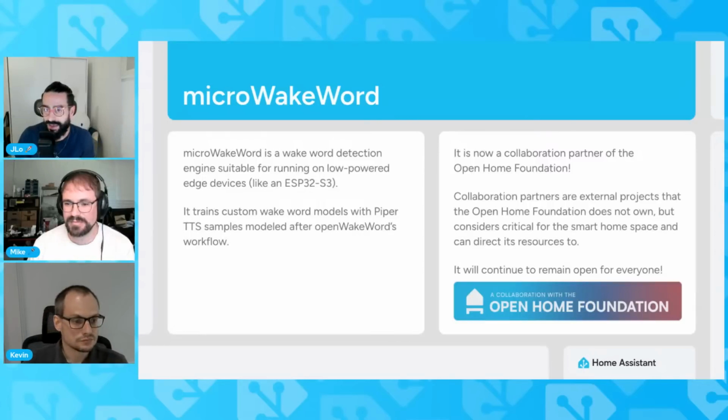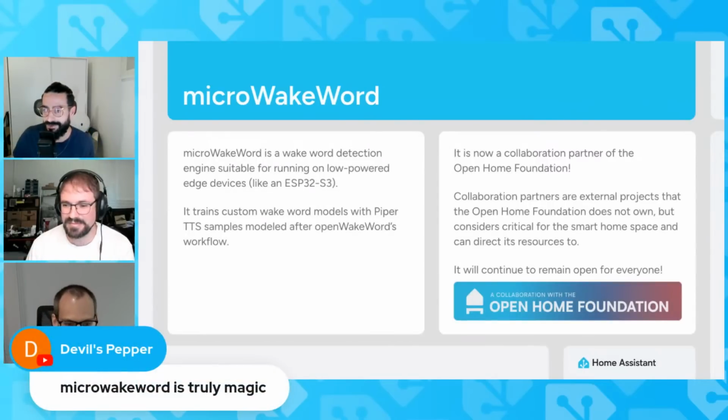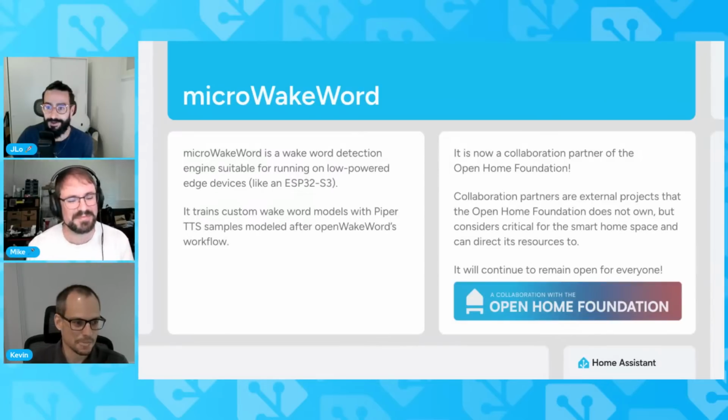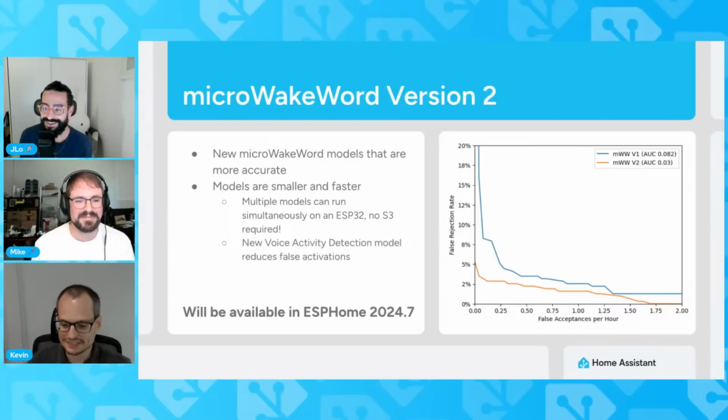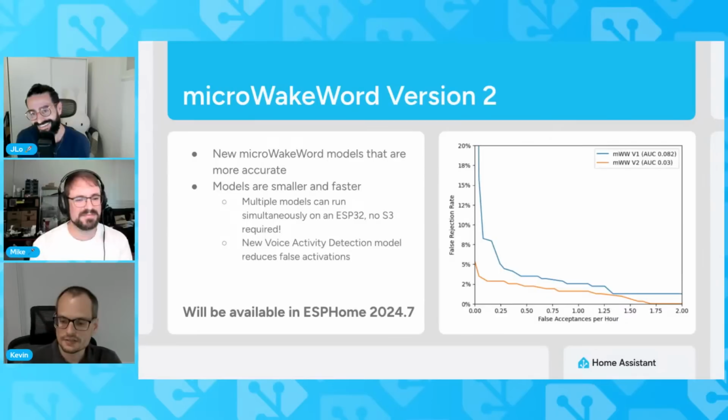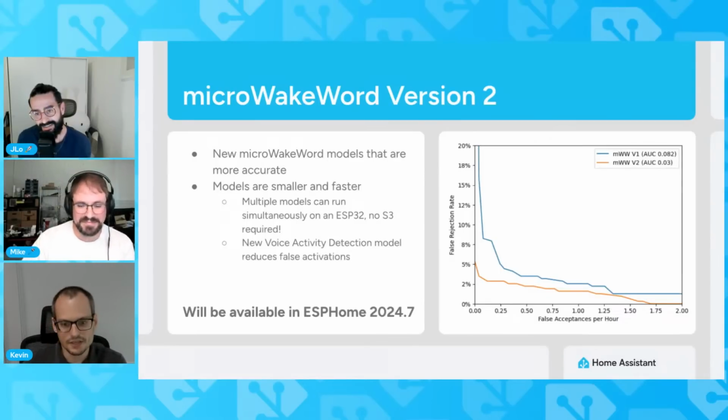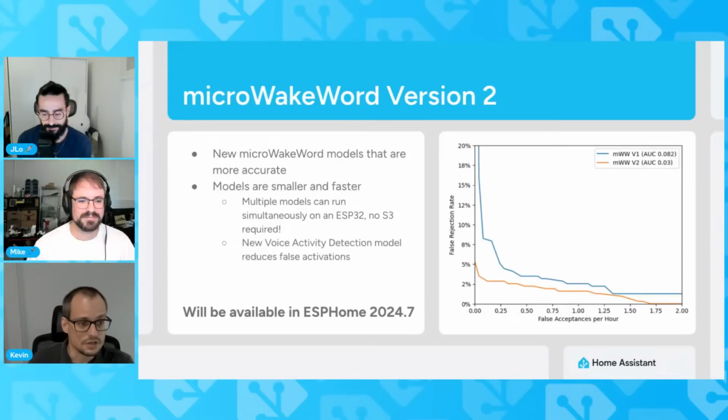Cool. So I see a lot of praise for micro wake word. Like micro wake word is truly magic, which is, I think, a nice leeway to the next slide, which is micro wake word V2. Yeah. So on the last slide, I said, oh, you need an S3, and that's because the ESP32-S3 has some vector instructions that make it really fast to do machine learning type stuff. But with version 2 of micro wake word, we got it to be fast enough on a regular ESP32. You don't need the S3 anymore. S3 is nice. It can do a lot more wake words at once. It's faster, but we can run multiple models on a regular ESP32.